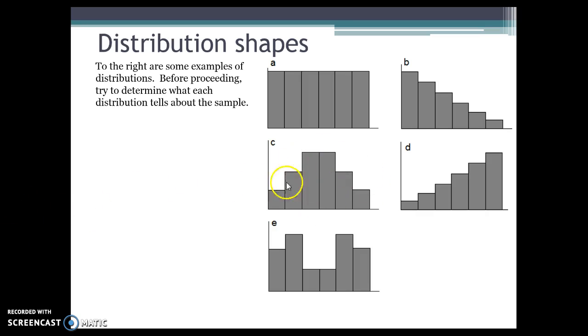This one, part C, is the one that we saw a minute ago. This one is where most of the values are in the middle, and then we've got fewer ones off to the sides. So fewer observations are low and fewer observations are high, and the farther out you get from the middle, the less common the values are. So pause a minute and see if you can tell what each one of these tells about the data set.